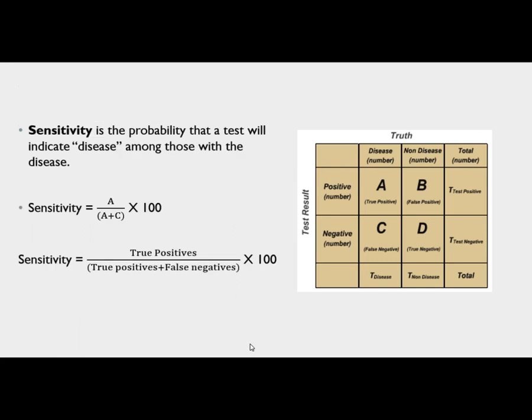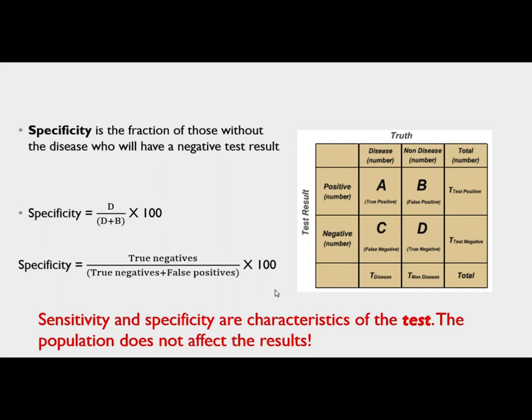So sensitivity is the probability that a test will indicate disease among those who actually have the disease. So sensitivity is this cell here, A over A plus C times 100. So it's the true positives over the true positives plus the false negatives. So you could just do A over the total times 100. Specificity is this cell right here. It's the fraction of those without the disease who will also have a negative test result. So it's D over B plus D, or just D over the total, times 100.